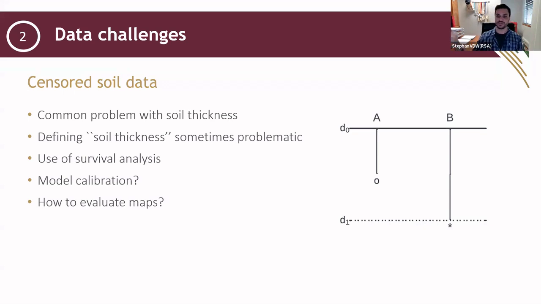Whereas at location B, we surveyed all the way to D1. So we hit the definition of soil thickness, and that would be a non-censored observation. So the idea with this is to map soil thickness. Soil thickness is another soil property that's quite important, especially in agronomy problems where, for certain varieties of wheat, for example, there needs to be a good effective soil thickness for it to be effective.